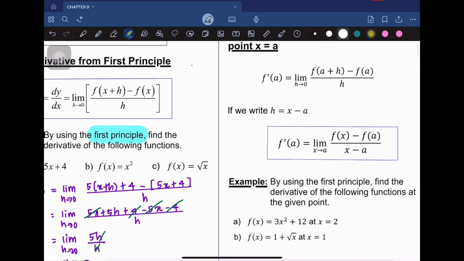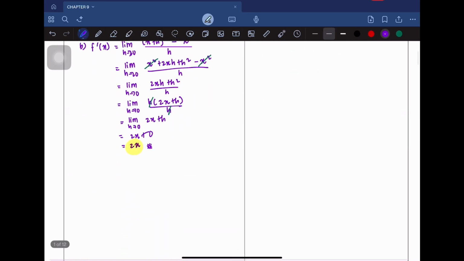Okay, last one for the square root x. Sama juga, kita akan masukkan dalam function ni. So x tambah h maksudnya sini x tambah h, sini pun x tambah h. Minus fx kita adalah set x. Okay, so apa yang berlaku is we have f prime x sama dengan limit h approaching 0, set x tambah h tolak set x, okay, f x tambah h tolak fx.